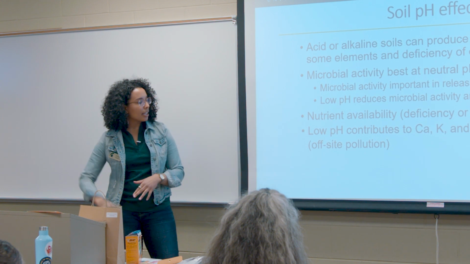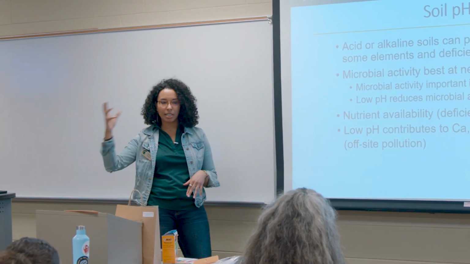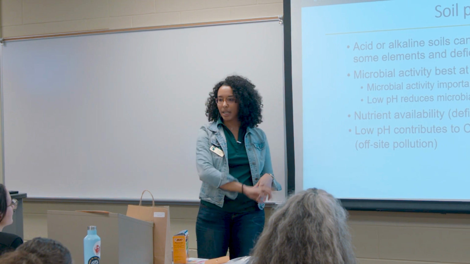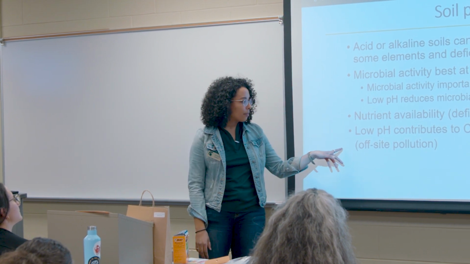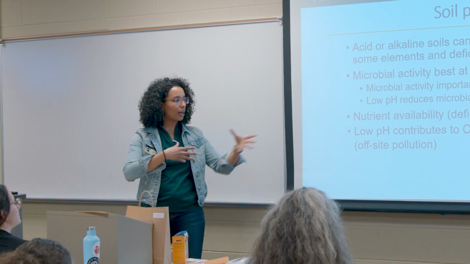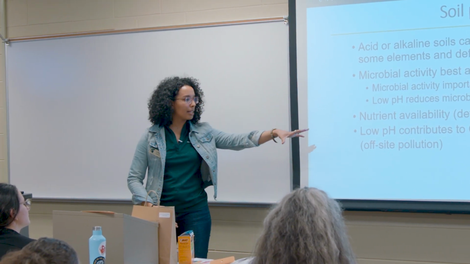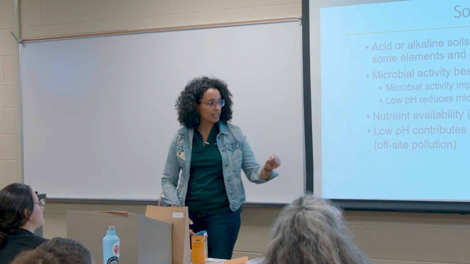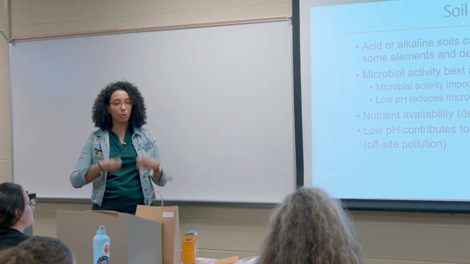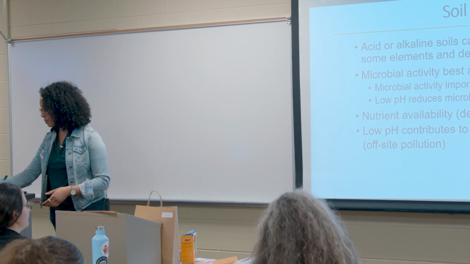Nutrient availability, again, if there's too much, we can cause a toxicity. The plant is getting too much, it's toxic to the plant, or a deficiency, the plant is not getting enough. And then lower pHs can actually make other nutrients move through our system quicker. So something like calcium, potassium, magnesium can move more quickly through our soils if it's at a lower pH.